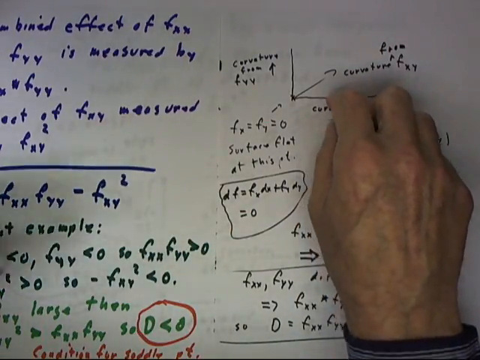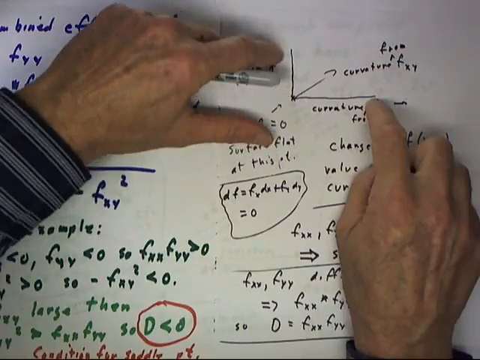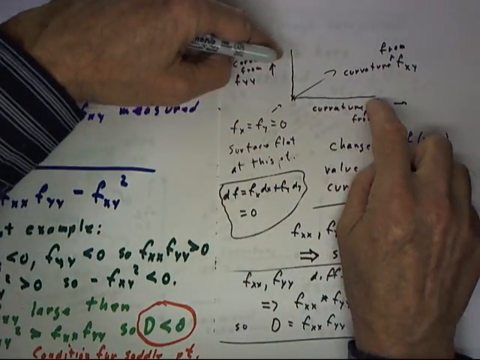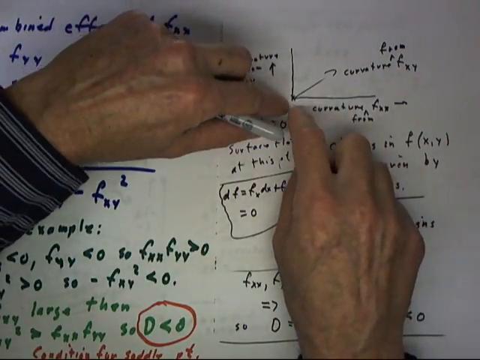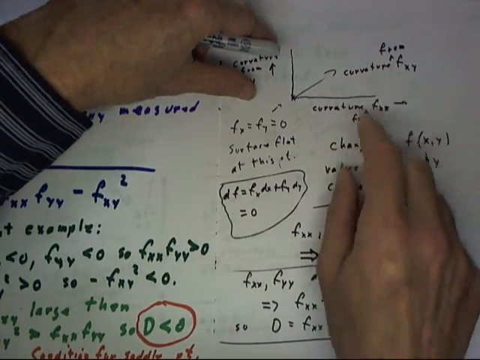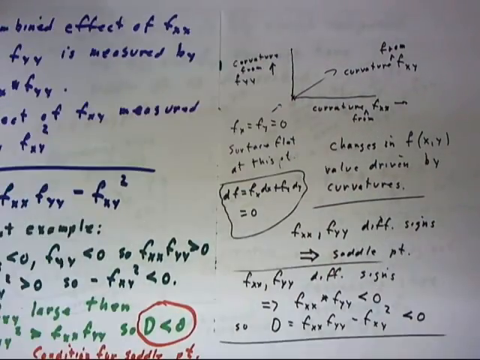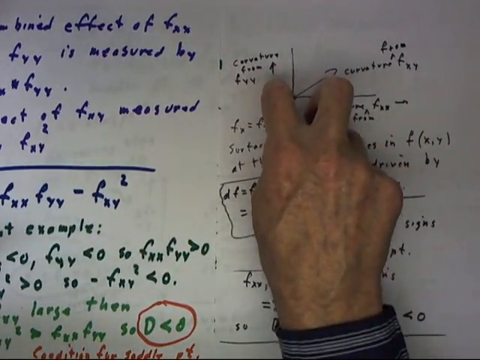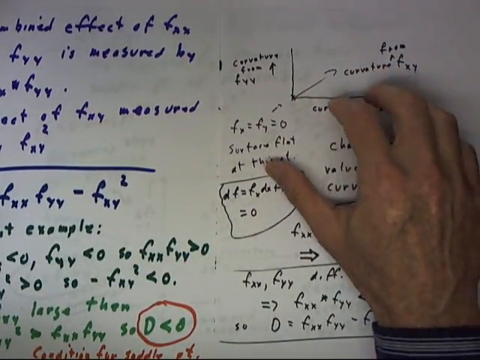Next, we'll examine the cases where fxx and fyy do have the same signs. The question then is, do those signs match the curvature of fxy or do they not? And if they don't, then which one wins?